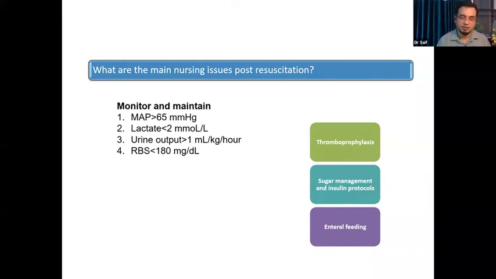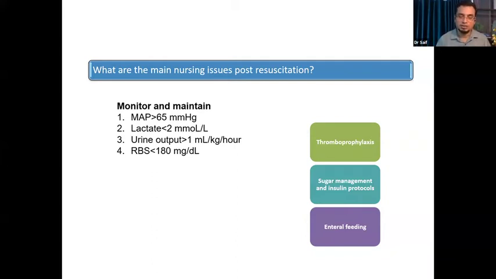So these patients may develop thrombus, clots inside the deep veins of the legs, and that clot may travel all the way to the lungs and can give rise to pulmonary embolism. So thromboprophylaxis is very, very important. You have to put a stocking and then start the heparins.